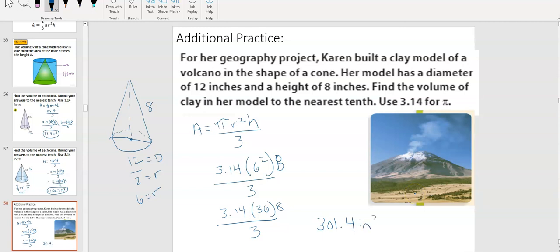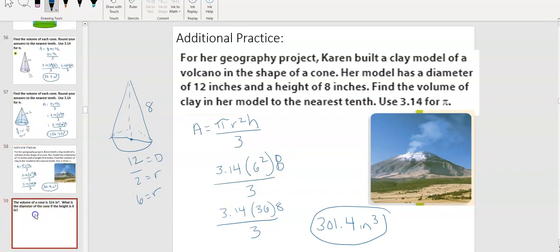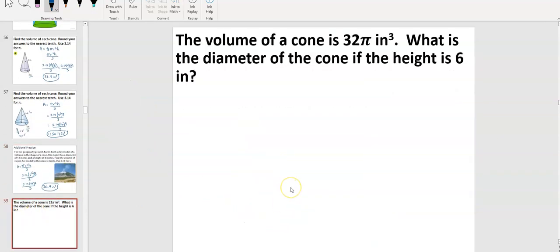301.4 inches cubed of clay will be used in this diorama model. Okay, so here's another one. Again, there's no picture, so feel free to draw yourself a cone. It doesn't have to have the dotted line in the back. It just kind of helps you see things that are in the background. But there's my cone. This is like the one in the last lesson.